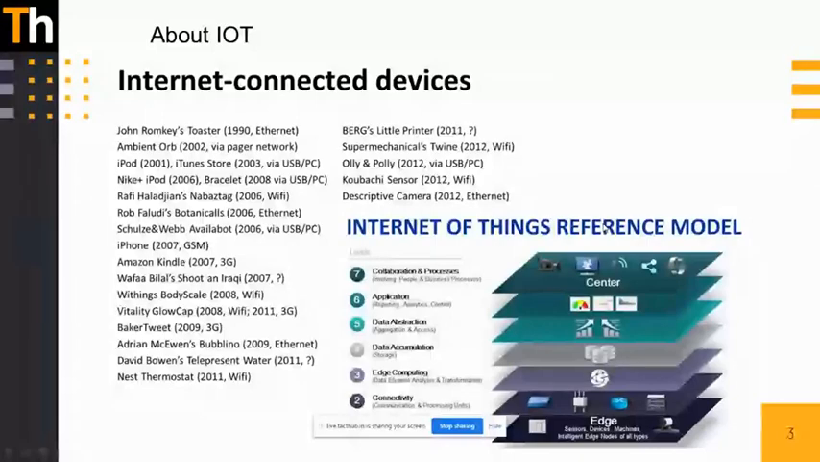These are the evolution, and you may see the iPhone that was invented in 2007. That is done by means of a GSM connection, right? So GSM is nothing but a SIM based module. So you may have a 2G connection in that.